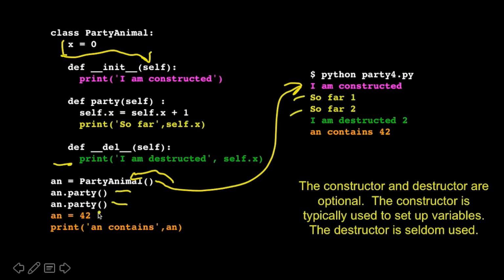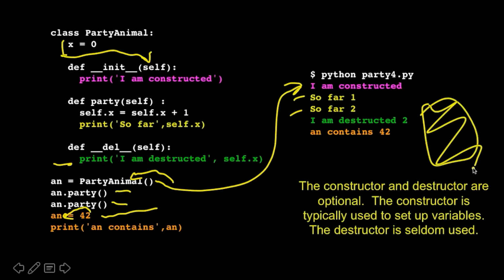And here's an interesting thing. We're actually going to destroy this variable by making an no longer point at that object. An is going to point to 42. So we're going to overwrite an and put 42 in it. At that point, Python's like, oh, this whole little object that I just created, somewhere out here, it's vaporizing it and throwing it away. Before this line completes, it actually calls our destructor on our behalf, and so that message comes out.